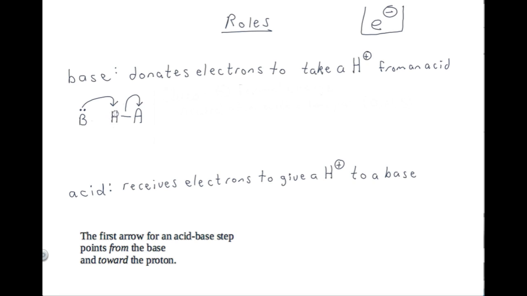Now, you might wonder, if we say that the base takes an H+, why is the hydrogen drawn with 0 formal charge in this picture? Well, the hydrogen does have neutral formal charge while it's attached to the acid, but notice that when the base takes the hydrogen, it will be leaving its electrons behind with the acid. The electrons for this hydrogen are in its covalent bond with the acid, and this arrow shows us that when the base takes the hydrogen, it will be leaving its electrons behind with the acid.